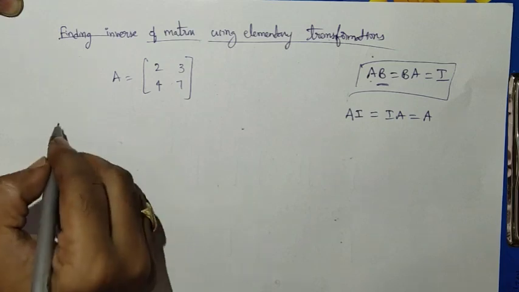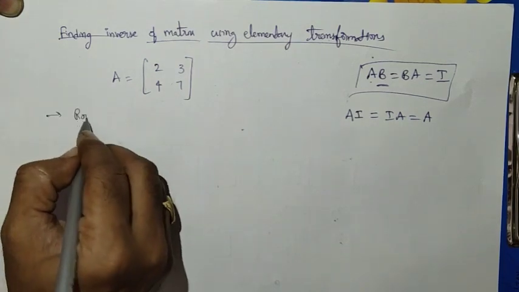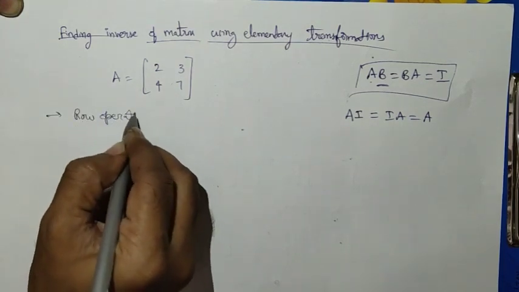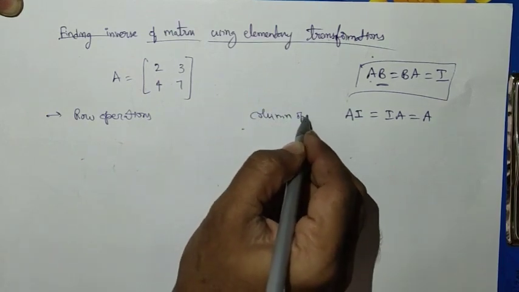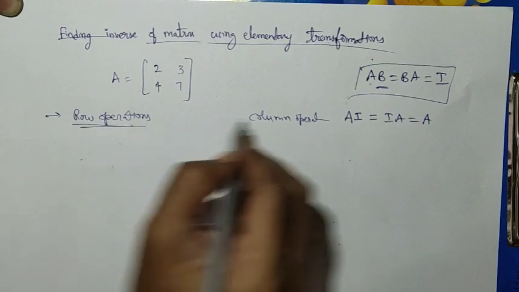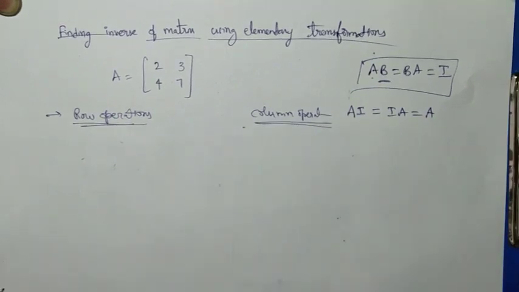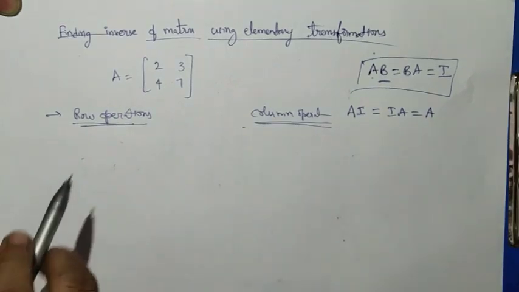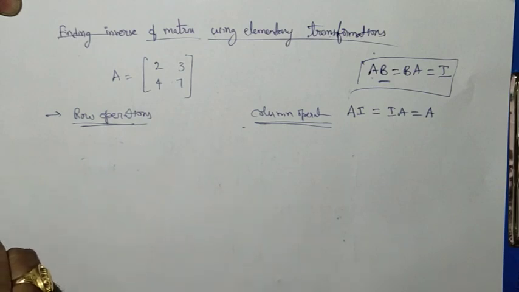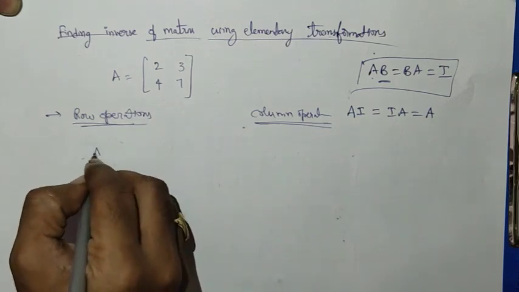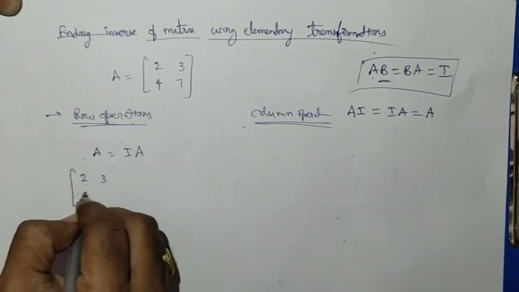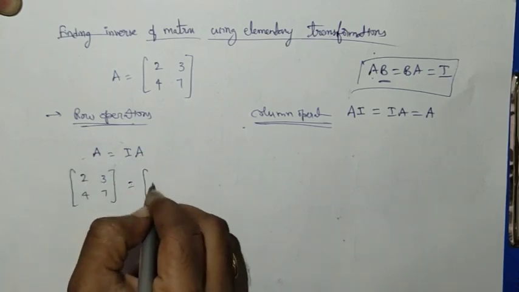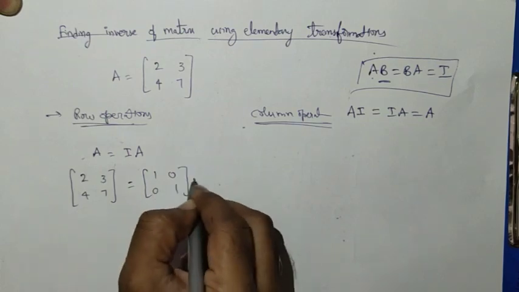So there are two ways of finding the inverse. One is by row operations. Another one is by column operations. Only two ways, row or column operations. How to find the matrix inverse by using row operations? Let me write A is equal to IA first. What is A? [2, 3; 4, 7]. I is [1, 0; 0, 1], into A.